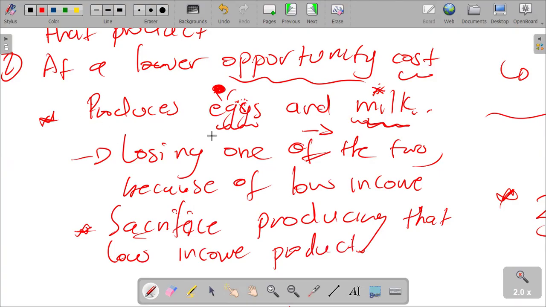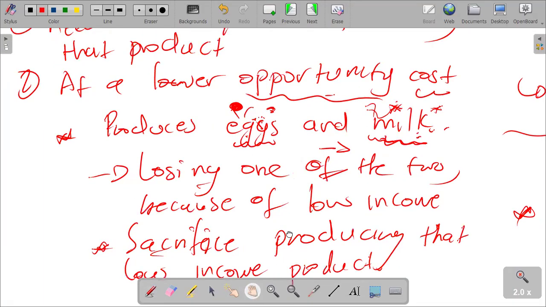So let's say a country produces eggs and milk. Opportunity cost means losing one of the two products. They lose either eggs or milk because of low income. So a country can produce more eggs at a more efficient, higher income. So what they do is sacrifice the milk for the eggs. They'd rather produce more eggs and make more money and stop producing the milk. So the milk becomes the what? The opportunity cost. All right.